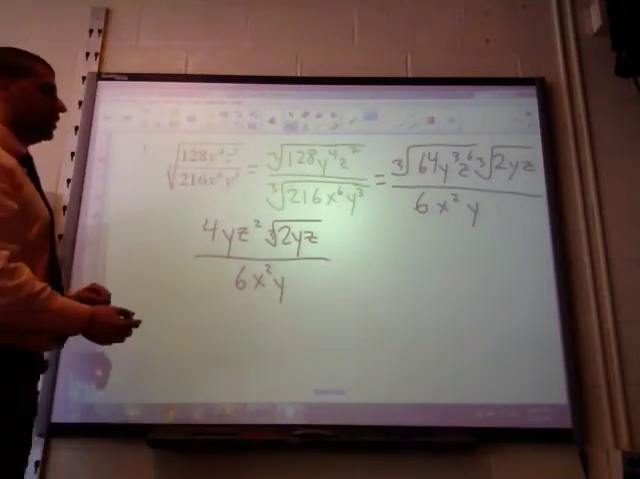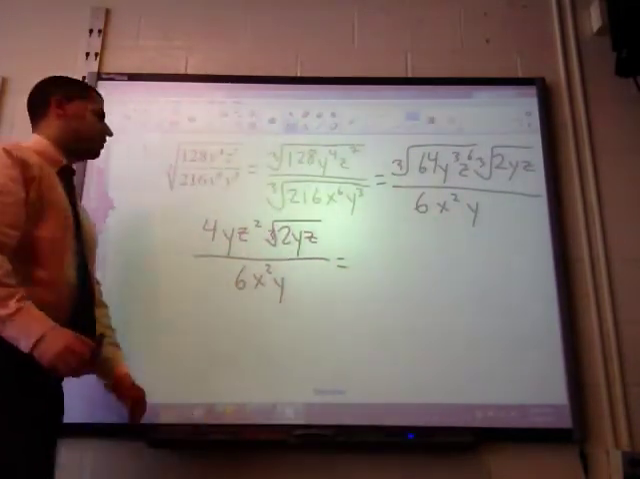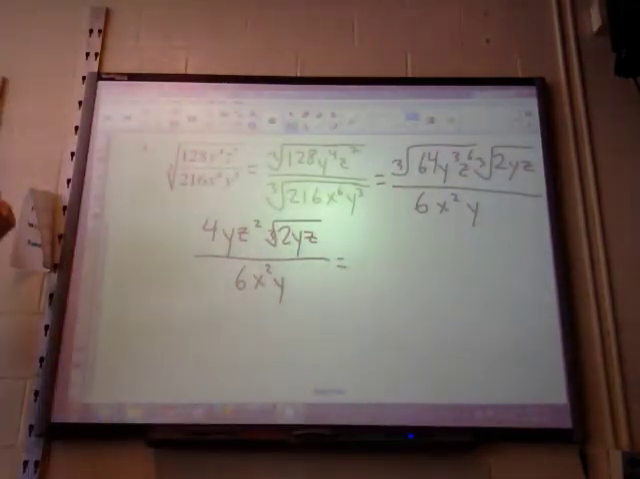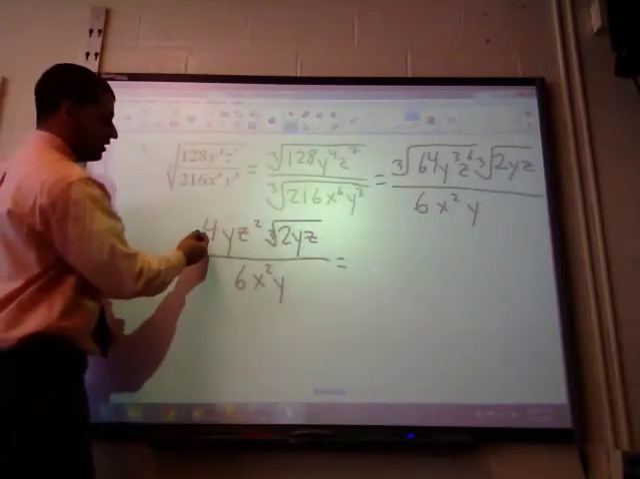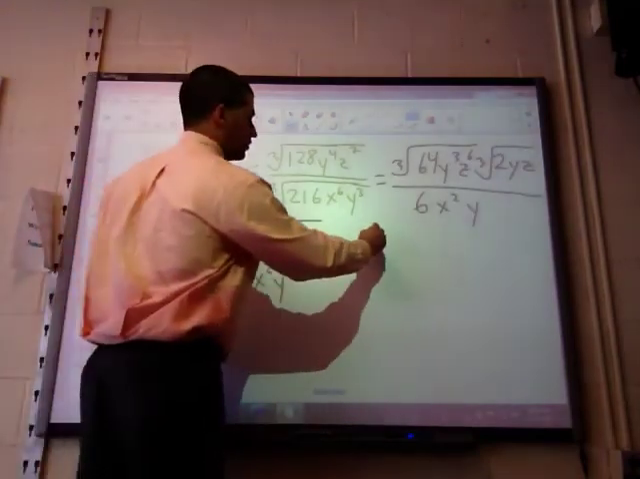So you're probably thinking we're done here. But we're not. The problem with this is, like I said before, if all your numbers are simple as possible, and you have only one of each variable outside of your radicals, you're simple. But in this case, we have 2 y's, and 4 and 6 can be simplified. So let's do that first. 4 into 6 is 2 over 3.